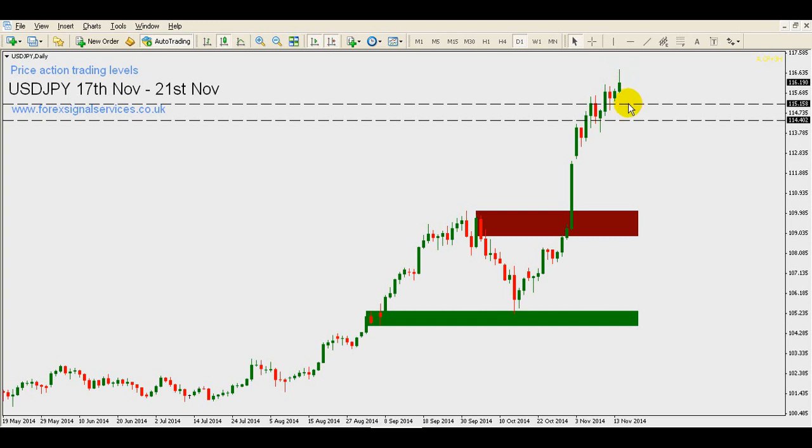So if we come back to this level just here at 115.15, then look to go long on USDJPY with the correct candlestick, or if we come back down to this level at 114.40, and then look to go long again with the correct bullish candlestick. If we break under this 114.40 level, then look for bearish candlesticks to trade this down short back to this next demand level just here.